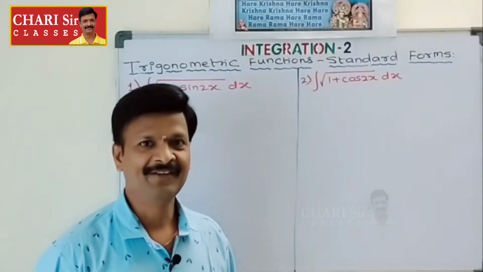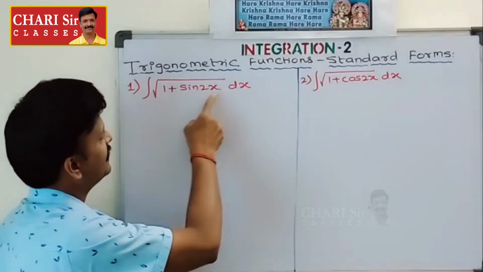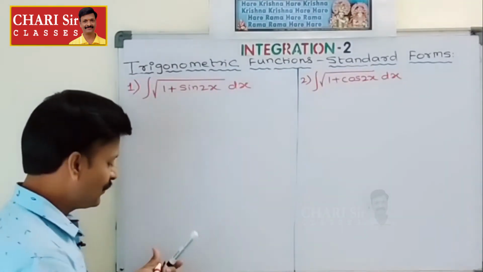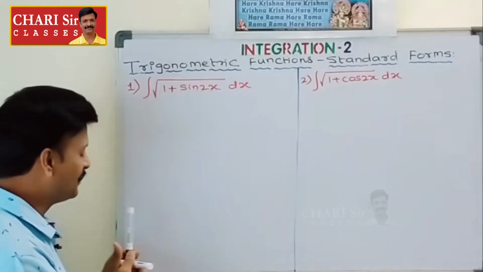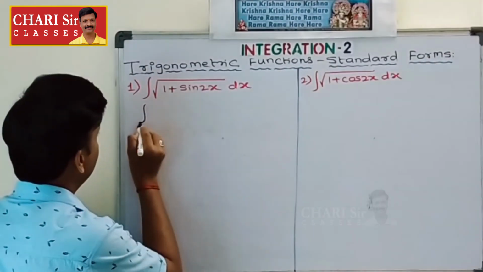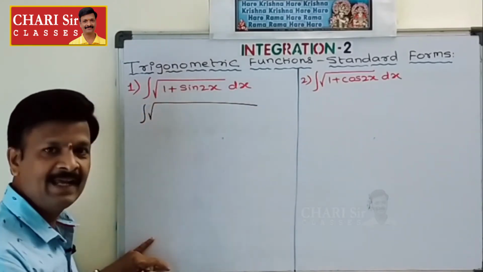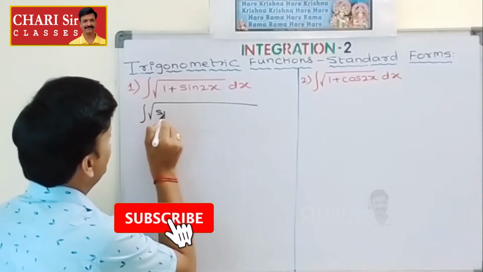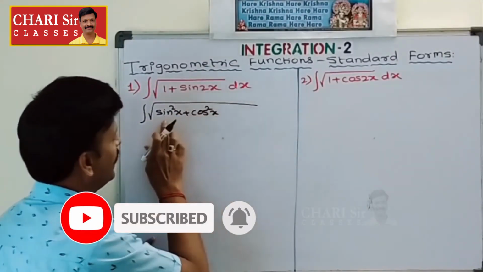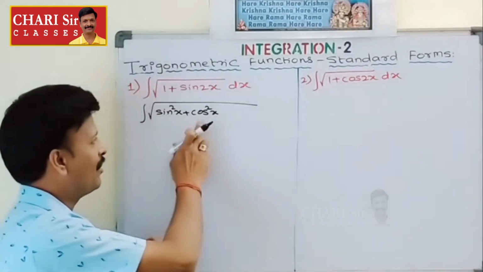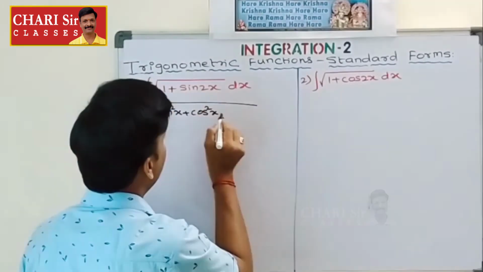The first question we'll see. The first question is given: integration of root of 1 plus sin 2x dx. So here, can you integrate directly? No. So what you need to do? You need to convert this into root of 1. 1 can be written as sin square x plus cos square x. This is the first year trigonometric identity: sin square x plus cos square x is equal to 1 always. And plus sin 2x is there.